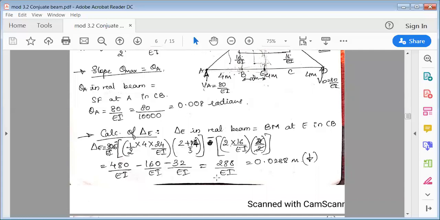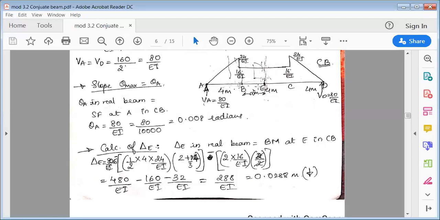So when you solve this, you'll get the maximum deflection. Again, you can see here 288 over EI. You have the value of EI, so substitute that value and you'll get this answer. And you should always be careful that to the left side of C, clockwise is positive, anti-clockwise negative. So accordingly, you have to use these plus and minus signs.